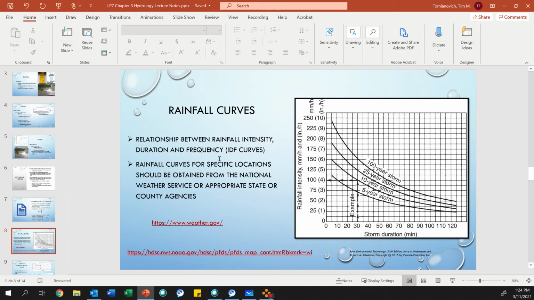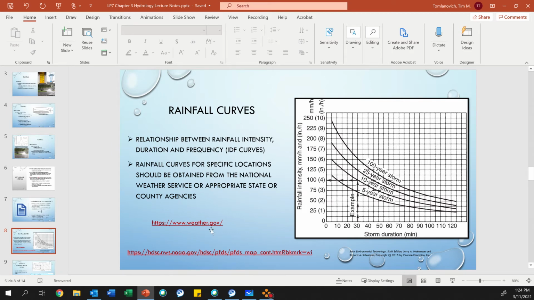All right, so let's look at rainfall curves. The relationship between rainfall intensity, duration, and frequency, IDF curves, intensity-duration-frequency curves, are developed for specific areas. Looking at different websites, I found our IDF curve for Green Bay, Wisconsin. I think it's this website right here, so go ahead and look at that. You can find it for any area in the United States.